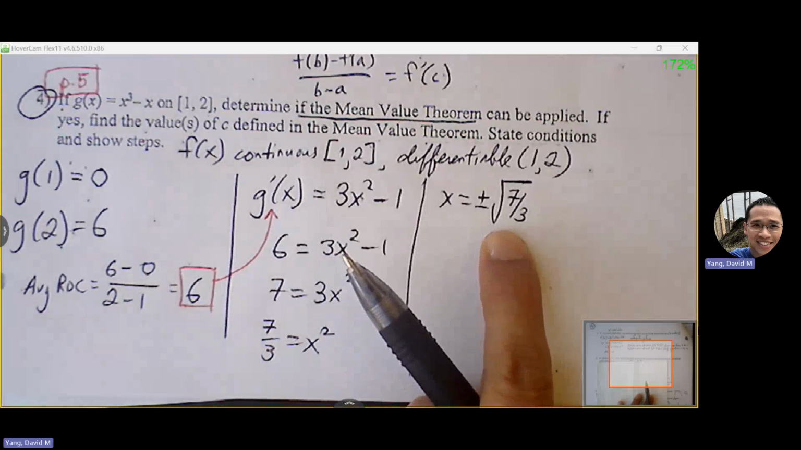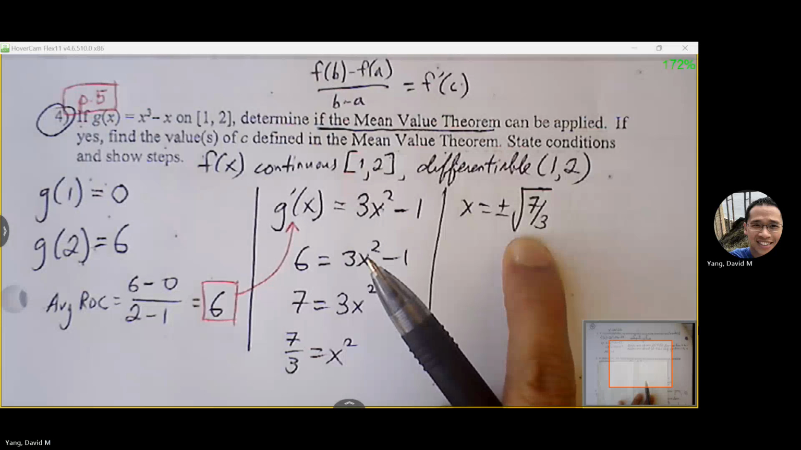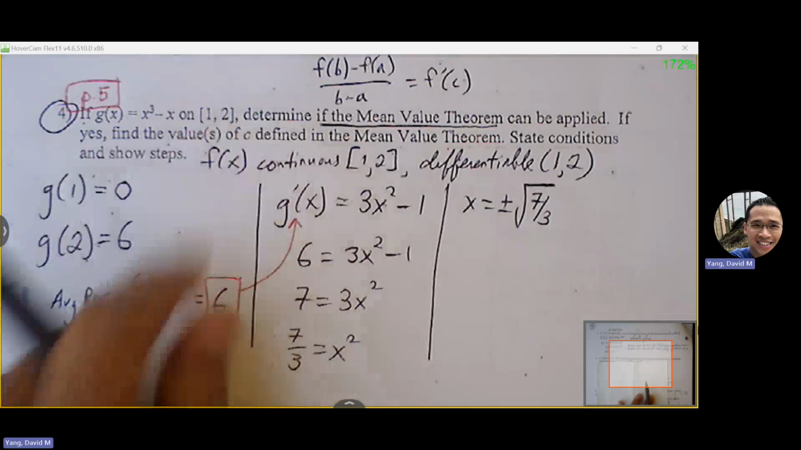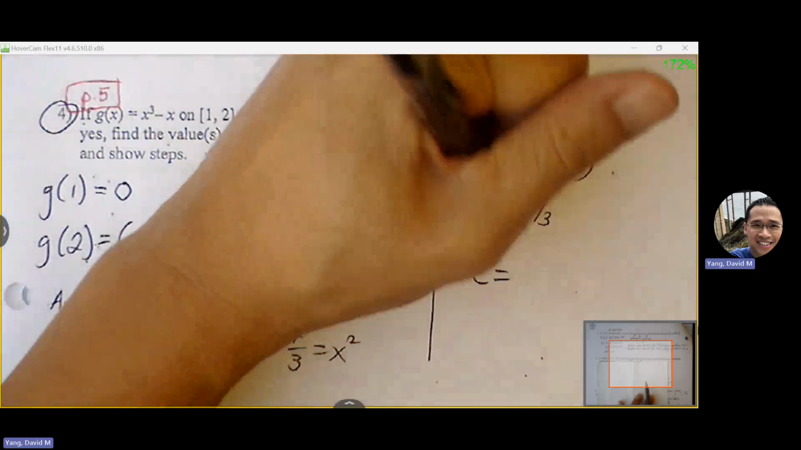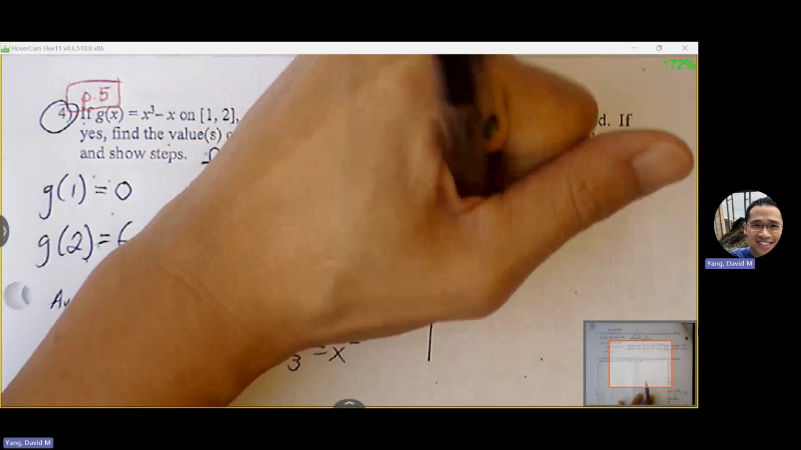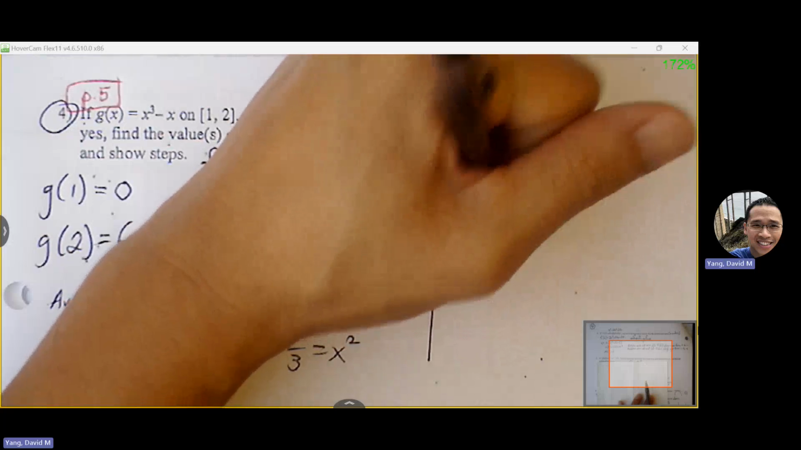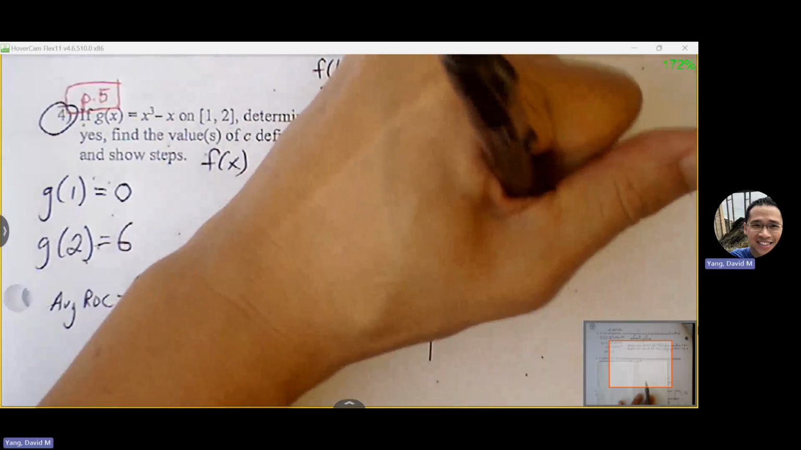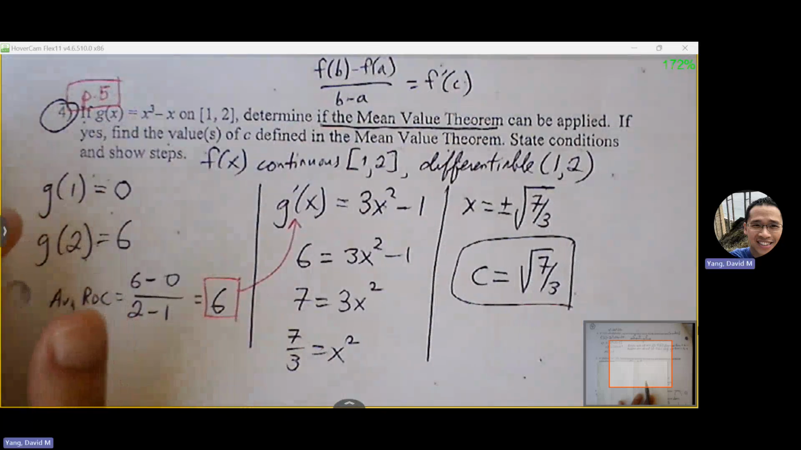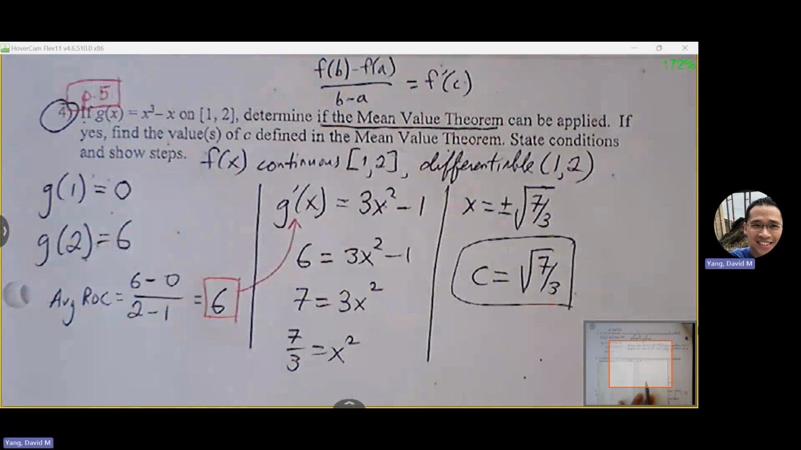But are we going to keep both these locations? Only what? Positive, because the interval, right? If something is outside the interval, we're not going to keep it. So the only x value solution is root 7/3, and what's the special letter to indicate that solution? C. It's just the x value solution for our mean value theorem.